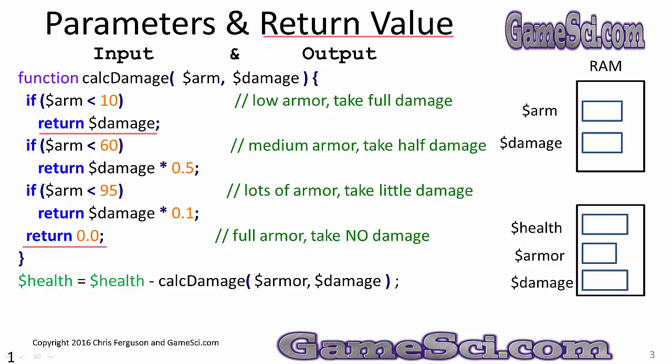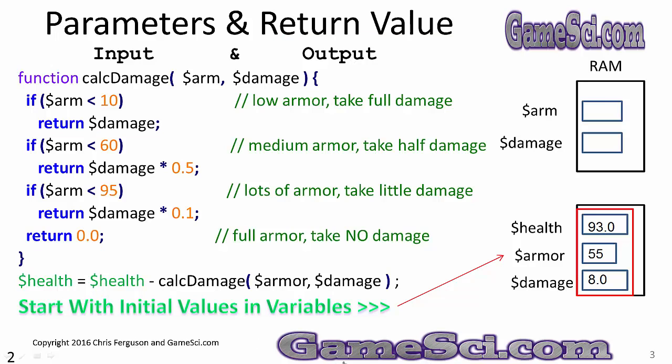If you don't have a lot of armor, you should take the damage, and that's what the return value will do. Based on those two inputs, it will calculate the amount of damage that should occur and send that back as a return value or as output from this function. Let's see how this works by running it with some initial values.